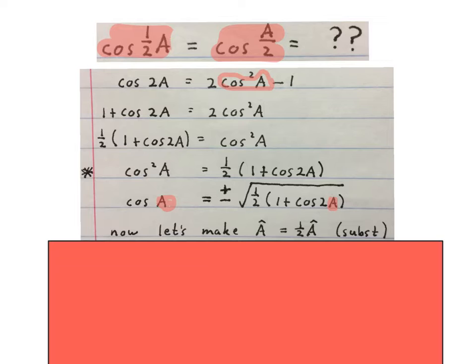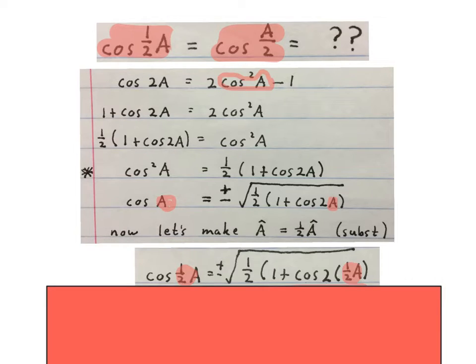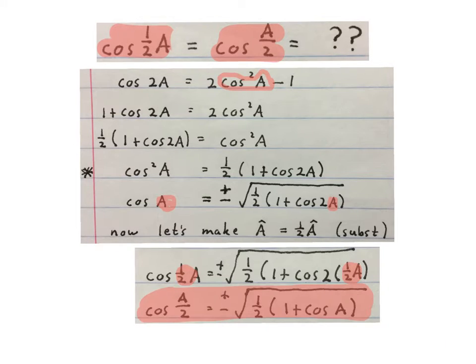Now let us make the angle A a half A by substituting these two red ones. Then our identity will look like this. That A was replaced by a half A, so I have to replace it at the back there too. And then voila, here is an identity for cos half A, which you can now use wherever you want to, or should I say where it's needed.